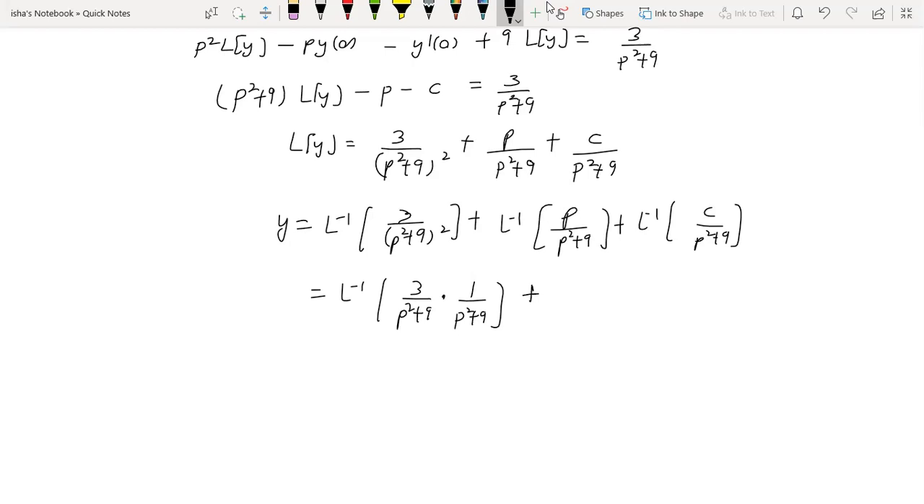Plus, for this I don't need to use the convolution theorem. This is a standard formula for cos 3x, and this is the standard formula for sine 3x. It is just that this constant c will come out, and this will be c by 3 sine 3x, right? Because for sine 3x it had to be 3 over p square plus 9. That 3 is not there, so you have to multiply and divide by 3. That will give you c by 3 sine 3x. So it's very easy to see.